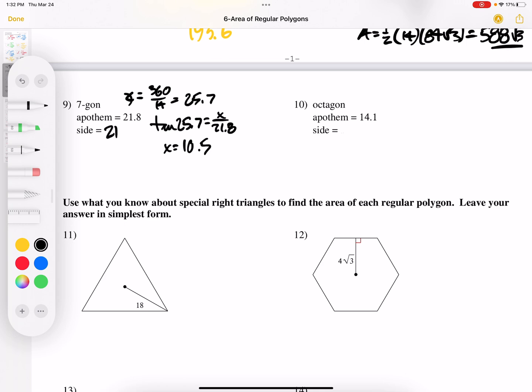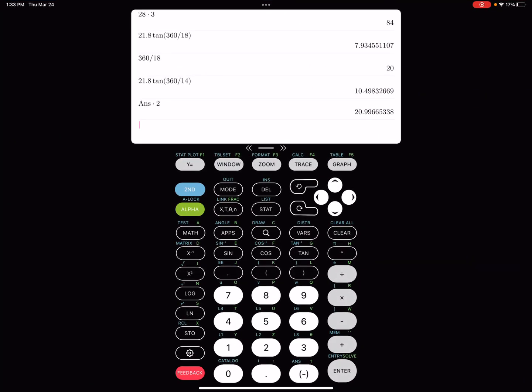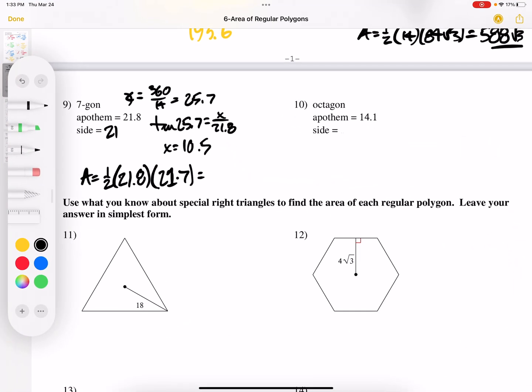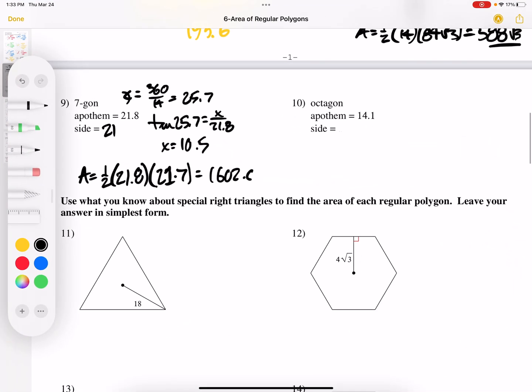This is about 21. So area equals 1/2 times the apothem of 21.8 times the perimeter, which is 21 times 7. So multiplying that number times 7 times my apothem of 21.8 times 1/2 gives me an area of 1602.0.